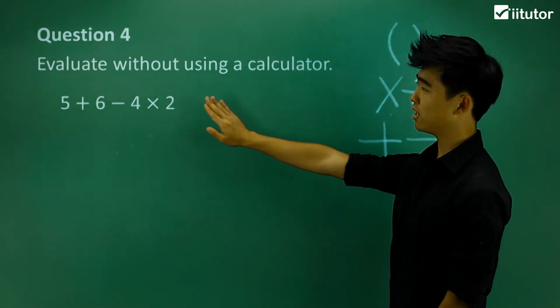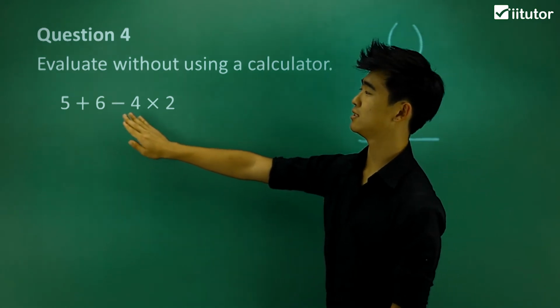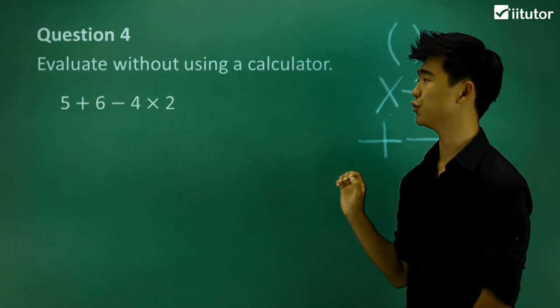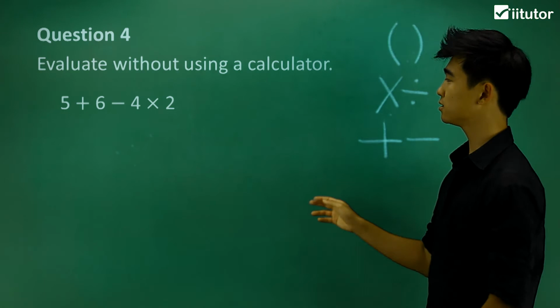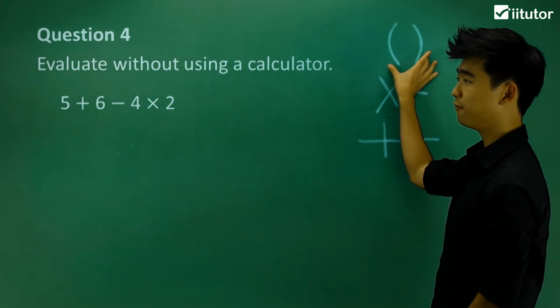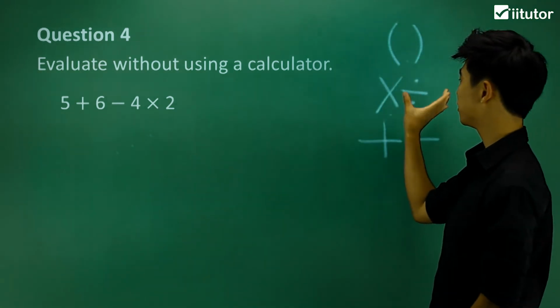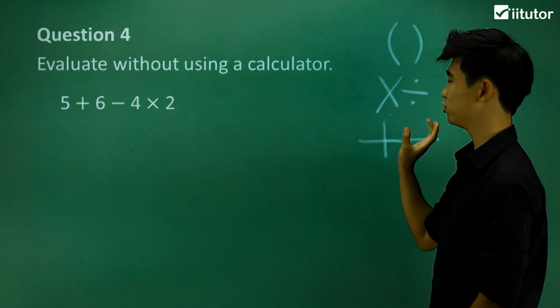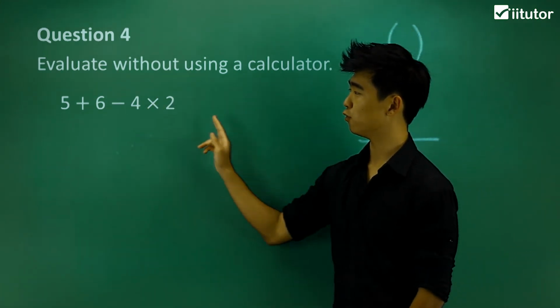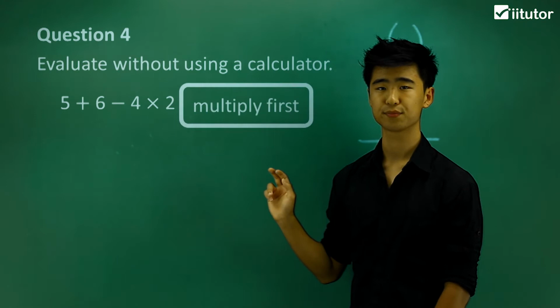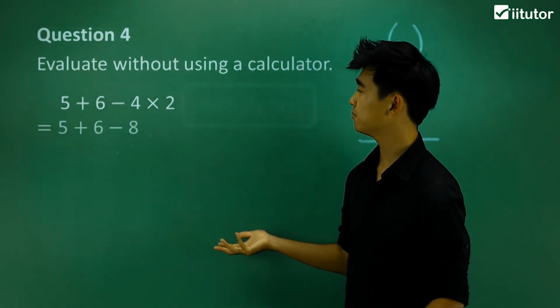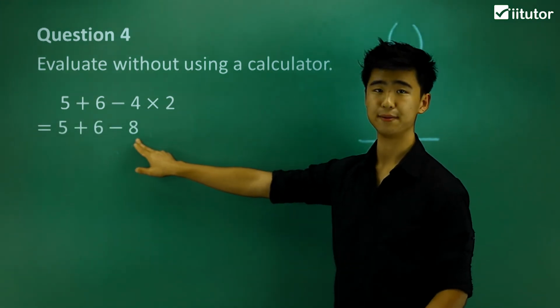So this one looks quite straightforward. 5 plus 6 minus 4 times 2. So which one should we do first? Well, brackets should come first, but there are no brackets. So next one, let's move down. Let's do times. So I want you to do 4 times 2 first. Okay, so if we multiply them, I want you to get just 8.